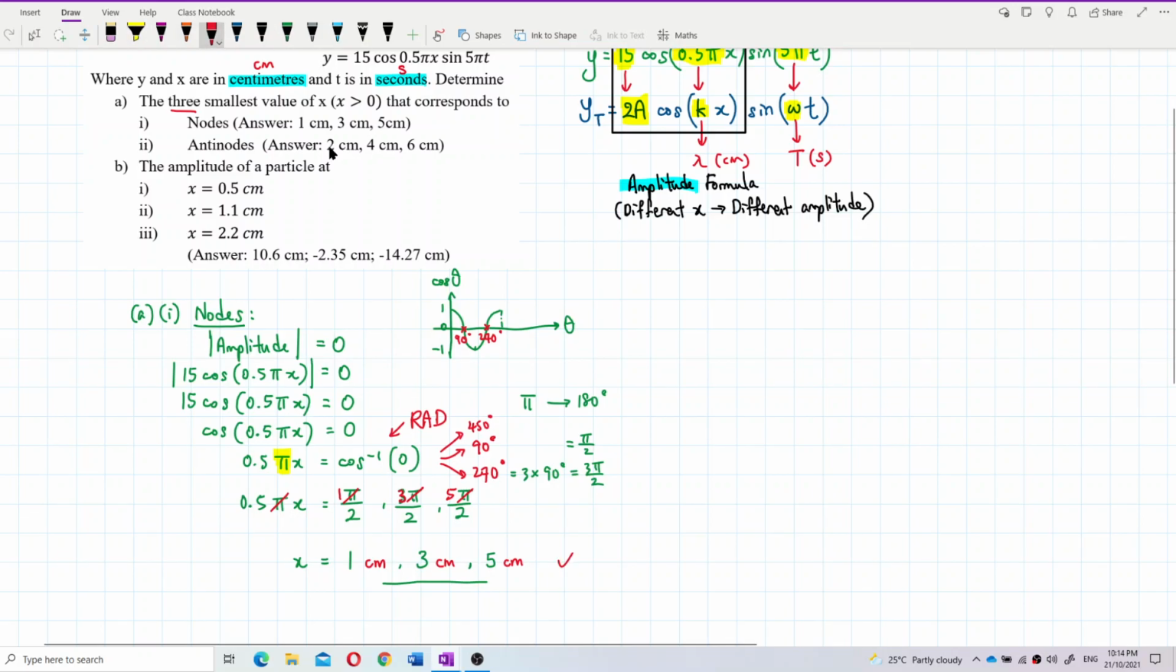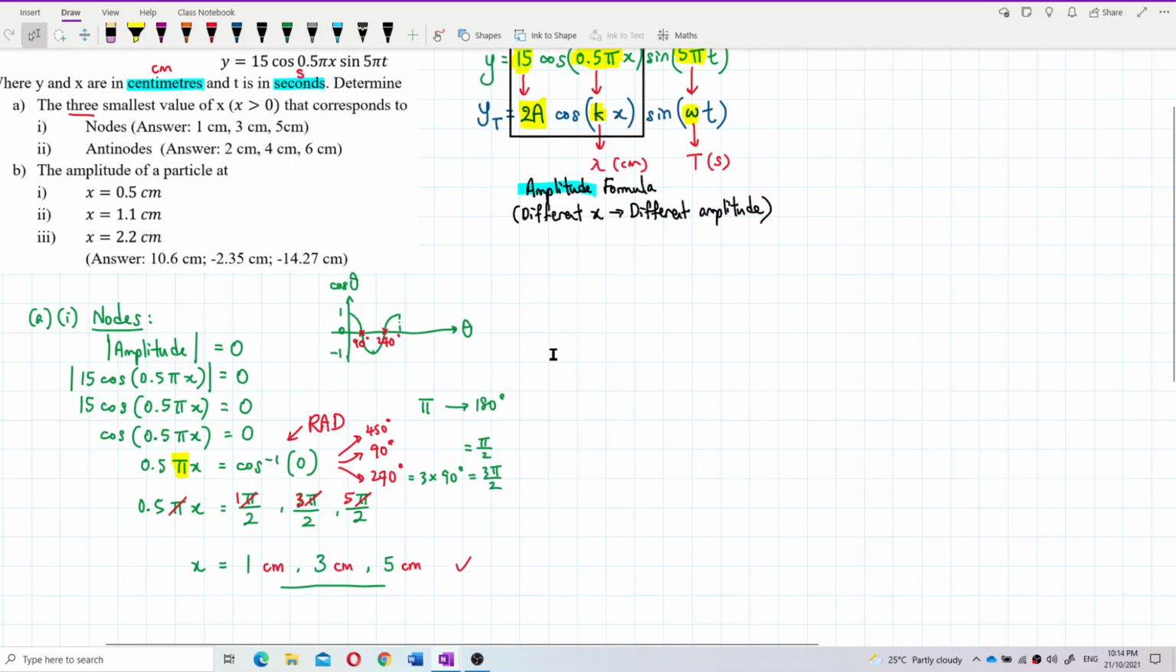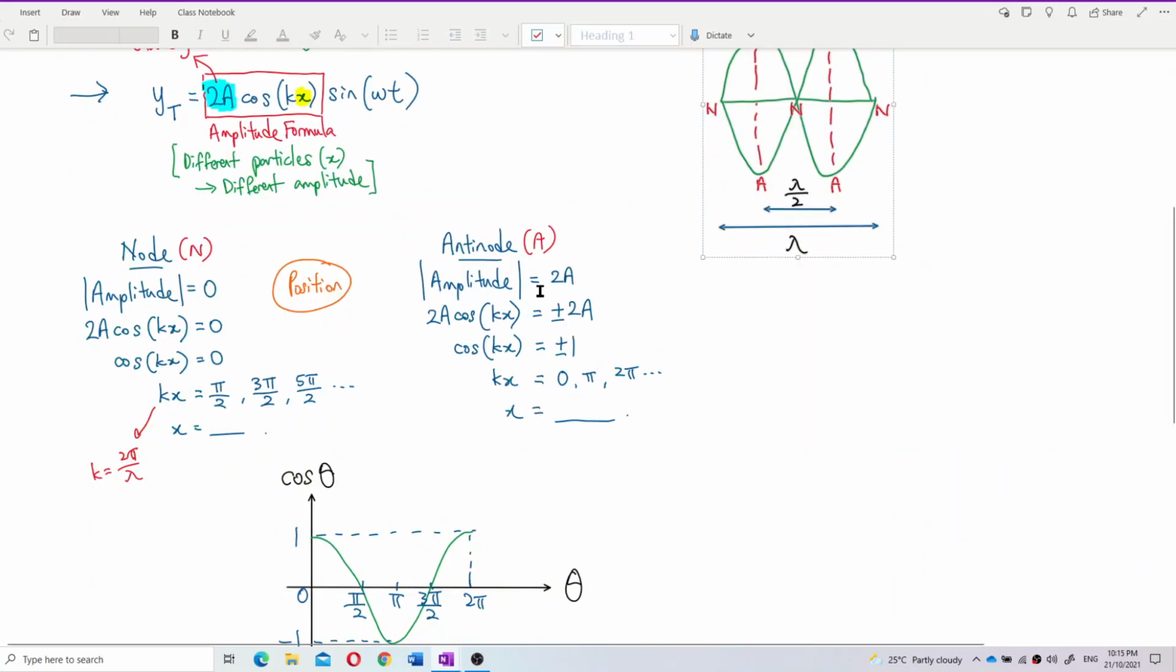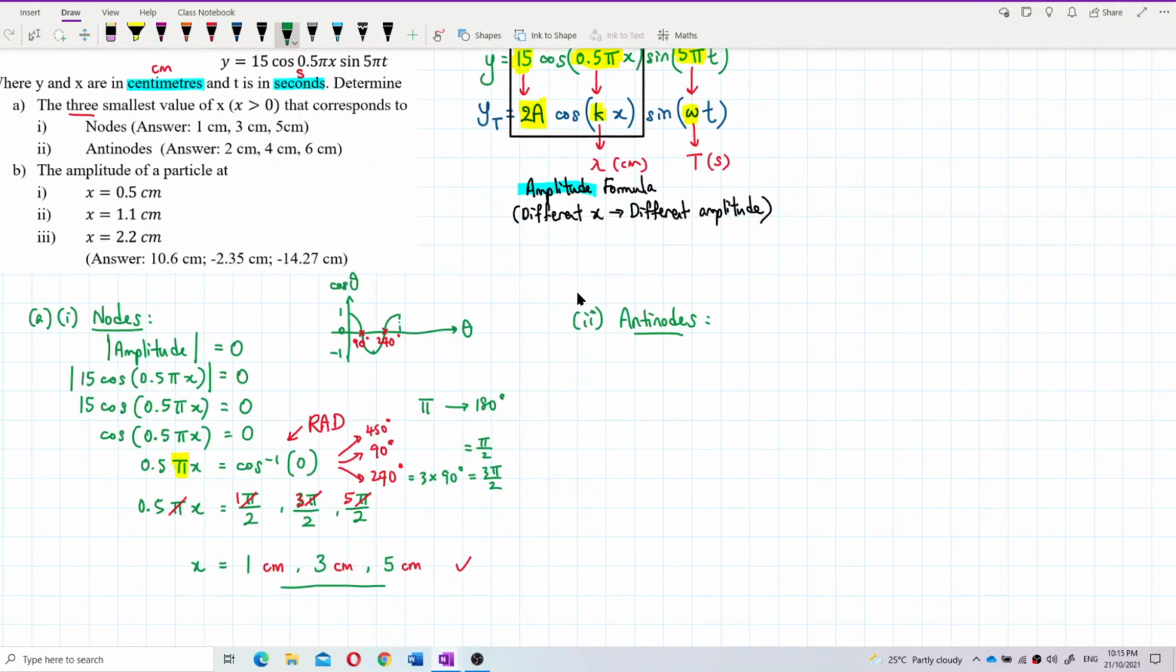Now, find the antinode. Same thing, but the amplitude now is 2a. Let's do the same process again. Find the antinodes. This time our antinode has the maximum amplitude, 2a. Our amplitude formula is equal to 2a.